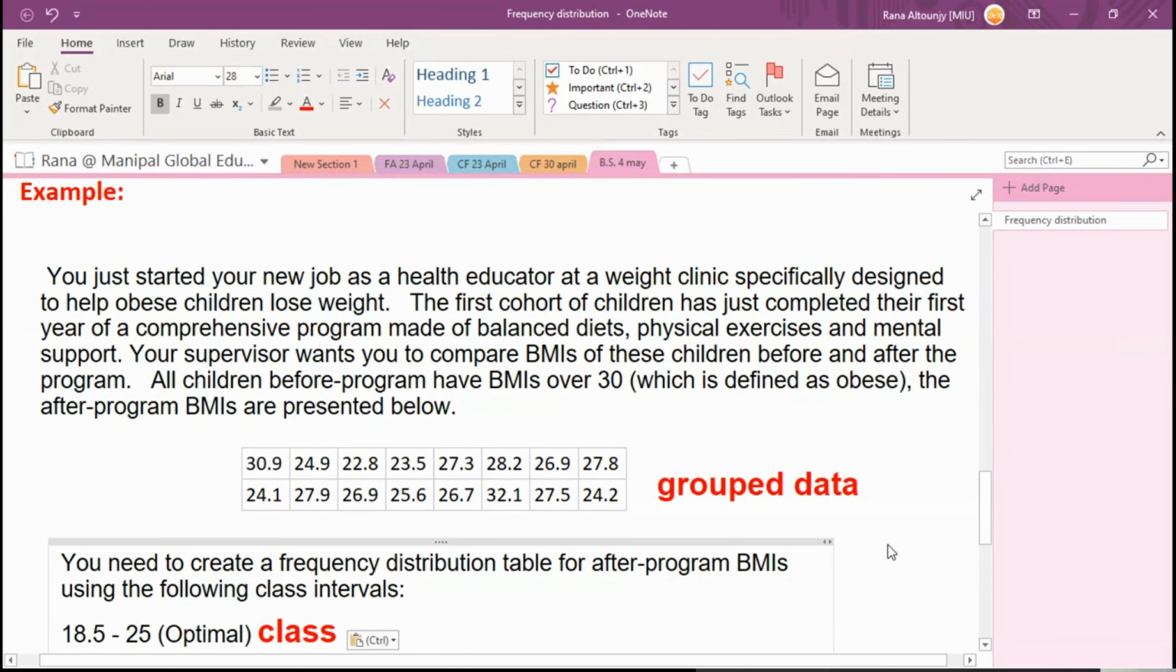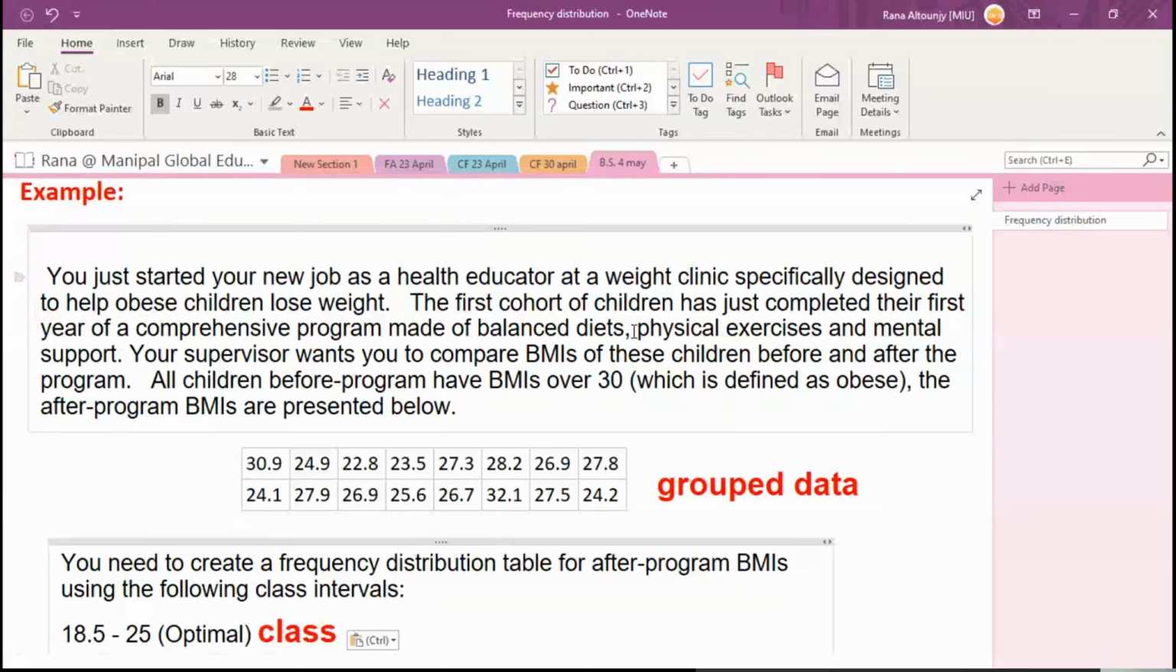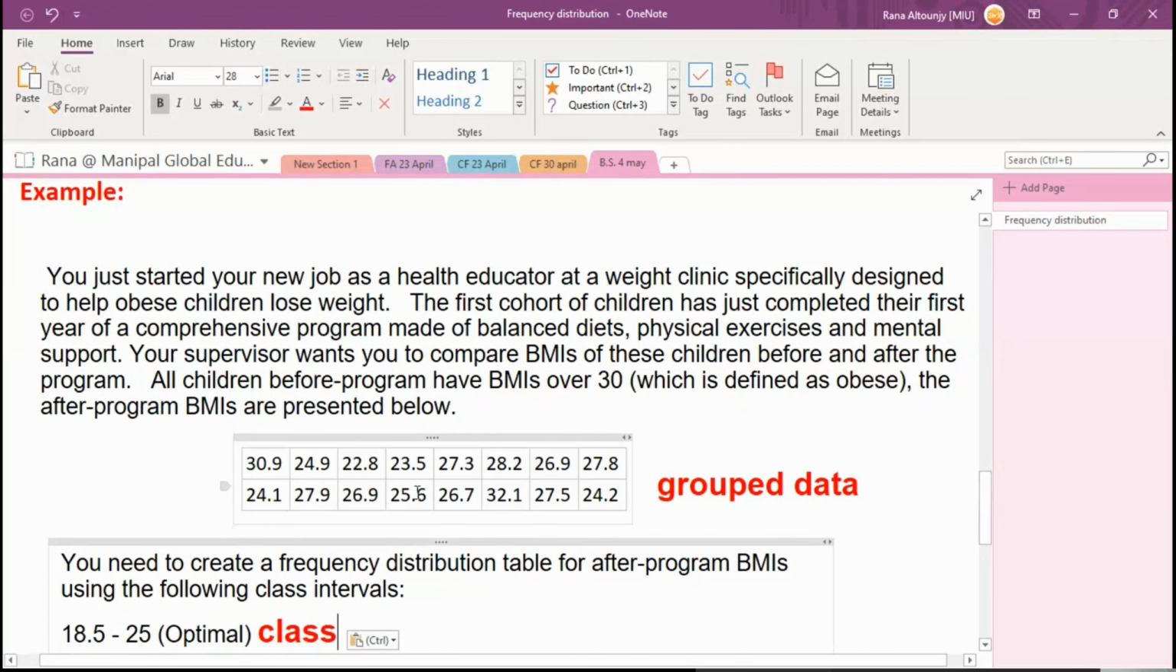Our example is as follows. You just started your new job as a health educator at a clinic specifically designed to help children lose weight. The first cohort of children have just completed the first year of a comprehensive program made of balanced diets, physical exercises, and mental support. Your supervisor wants you to compare BMIs of these children before and after the program. All children before the program have BMI over 30. The after program BMIs are as follows.